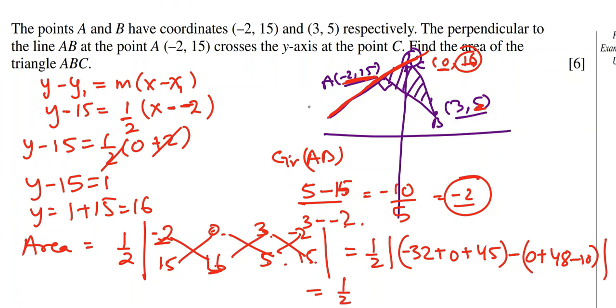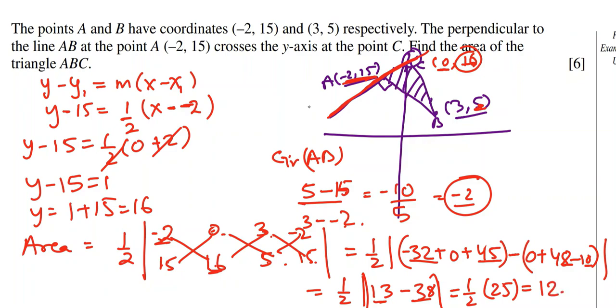So that becomes half. Minus 32 plus 45 is positive 13. Minus 48 minus 10 is minus 58... so 13 minus 38 will be minus 25, but because of the absolute sign it becomes positive 25. The answer is 12.5 units square. That's the answer.